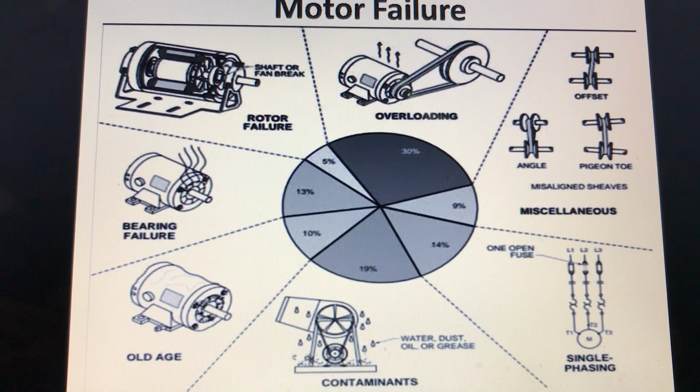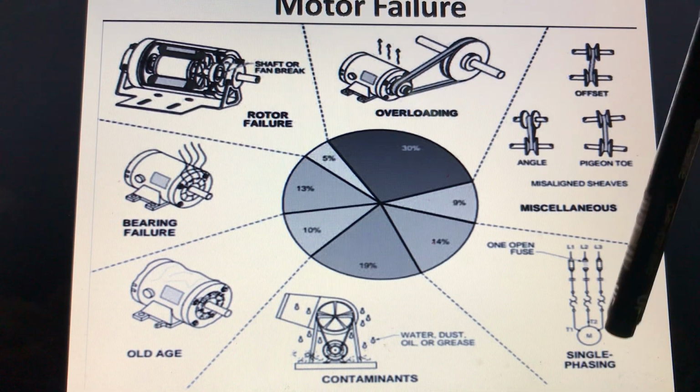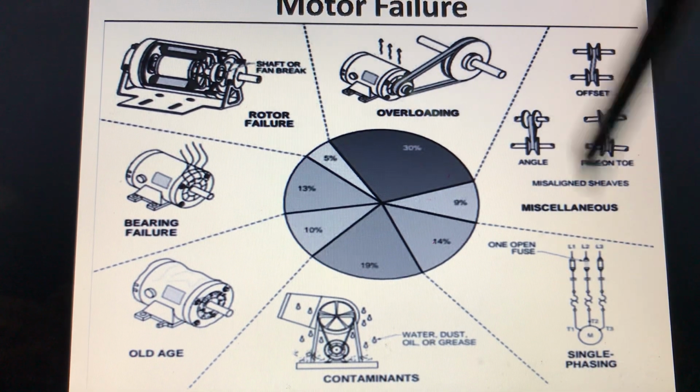Then is the single phasing. If the motor is 3-phase but one phase fails to supply the motor, then there is a single phasing and there could be a short circuit also.